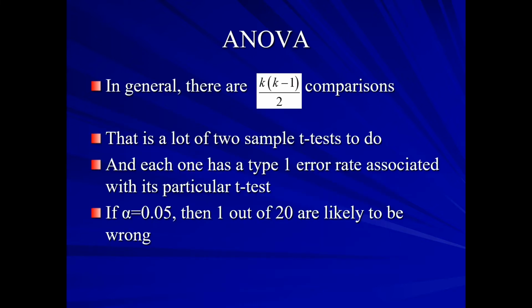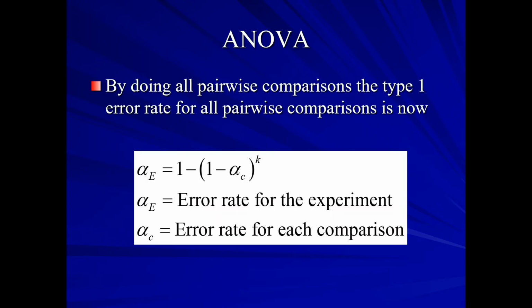So, in general, if we decided to do the naive approach and do all pairwise comparisons, we would have k times k minus 1 divided by 2 comparisons. And within each of these comparisons, there's a type 1 error associated with its particular t-test. Now, if we suppose that alpha is 0.05, then 1 out of 20 of these are likely to be wrong. However, by doing all pairwise comparisons, our type 1 error rate for all our pairwise comparisons is now transformed into an experiment-wise error rate.